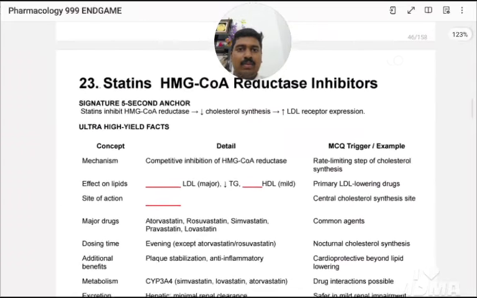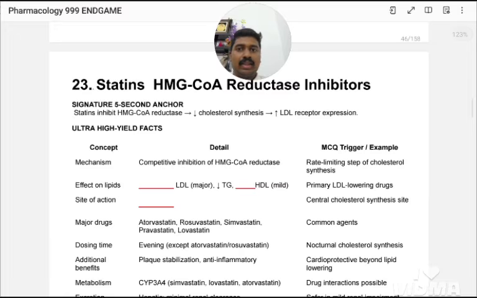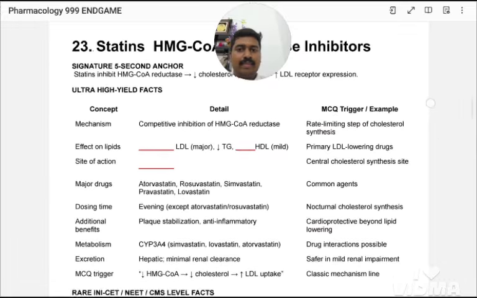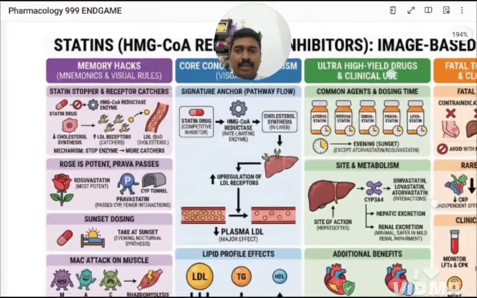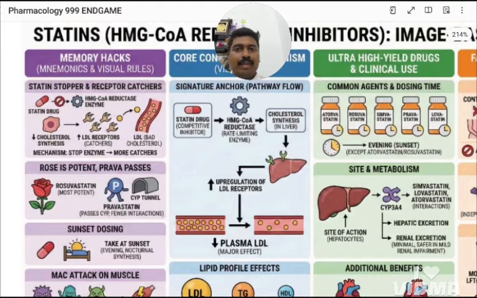Next we'll go to CVS, that is statins, the HMG-CoA reductase inhibitors. There are many questions asked on this. So this is the image part of statin. Basically, what is statin? Statin is a competitive inhibitor of HMG-CoA reductase, very important. This comes under the cholesterol synthesis mechanism, and this is the rate limiting step of cholesterol synthesis.